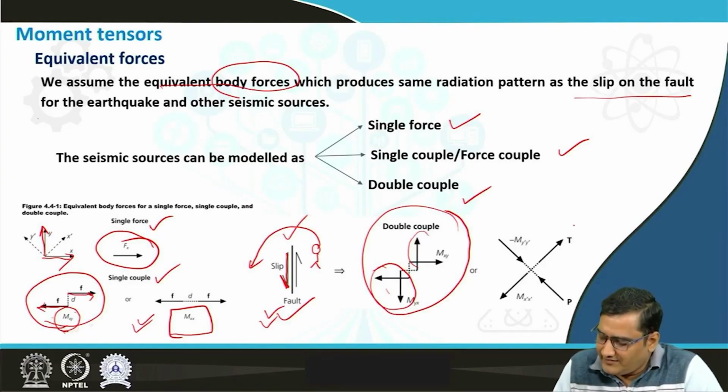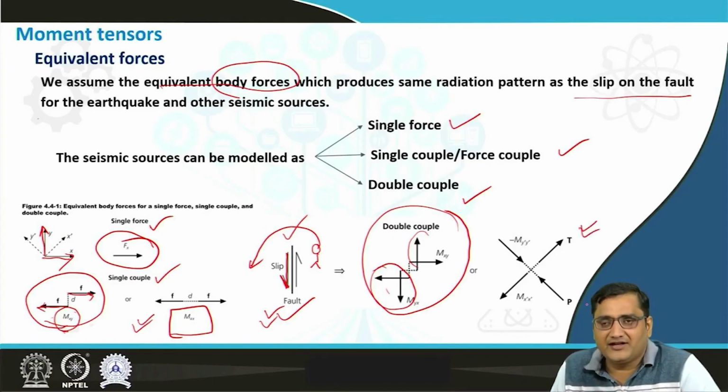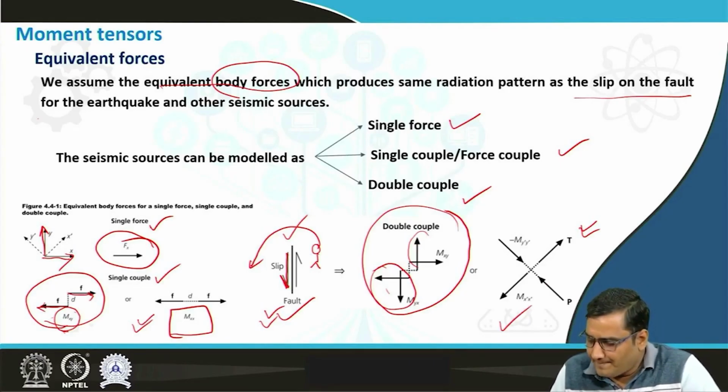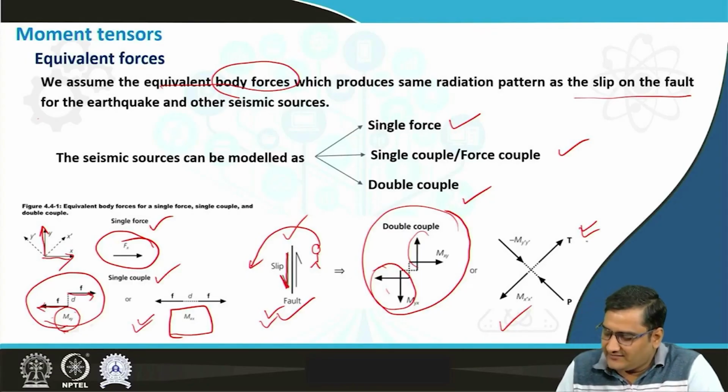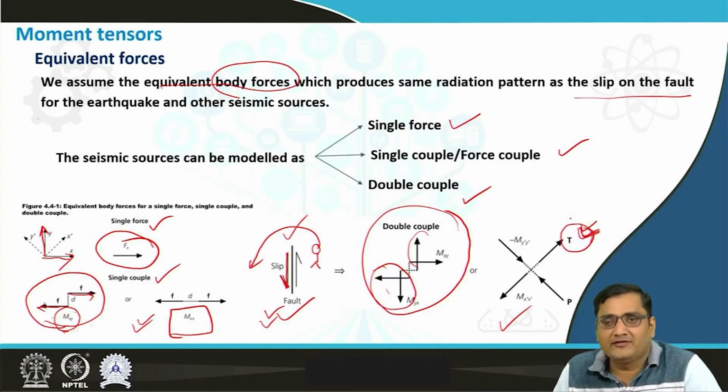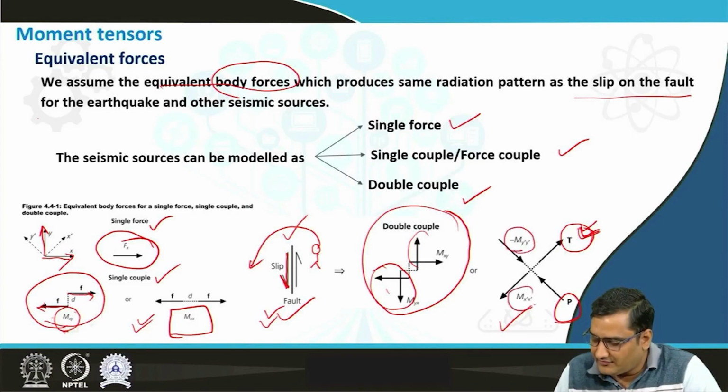And in case we want to represent it in terms of the pressure and tension axes, it can be represented by this, such that the off diagonal elements become almost zero, and then it can be represented by this, where tension is represented as a positive moment and pressure is represented as a negative moment. So you can see this is negative and this is positive.